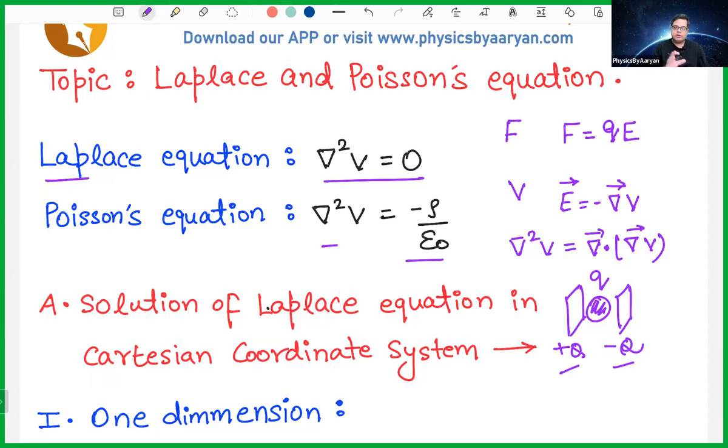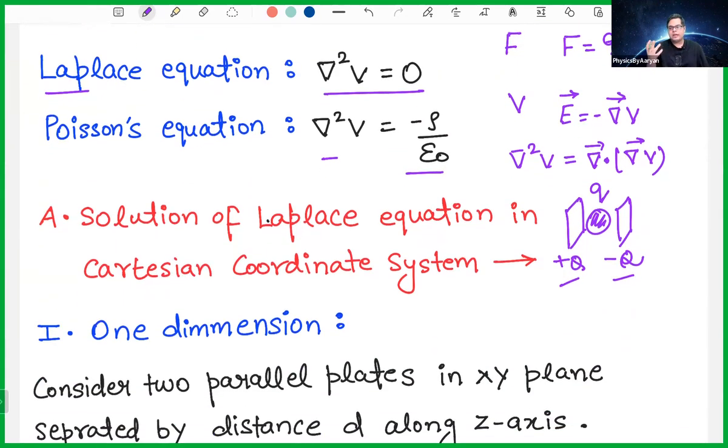So let's try to understand how we can solve Laplace equation. Okay. Now Laplace equation has to be solved in 3 coordinate systems. Number one, we have to solve in Cartesian. In Cartesian also we will study 2 concepts: one is 1 dimension and one is 2 dimensions. And then second of all, we come for the spherical coordinates, and then third will be the cylindrical coordinates.